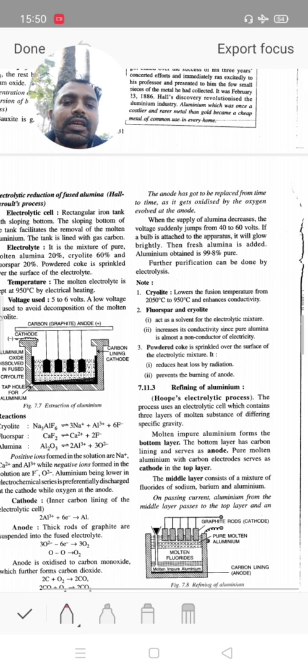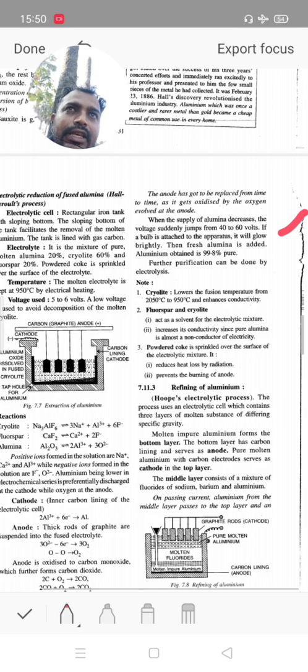When the supply of alumina decreases, the voltage suddenly jumps to 40 to 60 volts. If a bulb is attached to the apparatus, it will glow brightly. At low voltage it glows less brightly, but when alumina decreases, the voltage increases to about 40 to 60 volts and the light bulb glows brightly. Then we add fresh alumina. We obtain 99.8% pure aluminium. Further purification can be done by electrolysis.